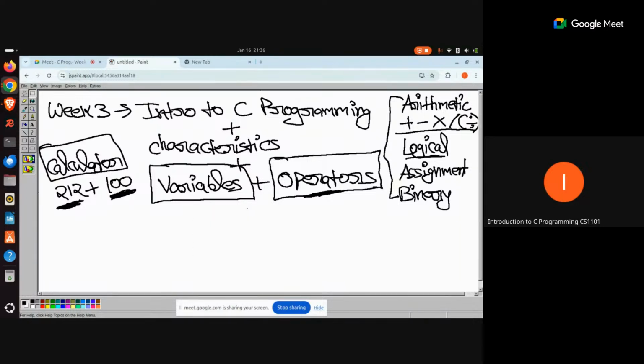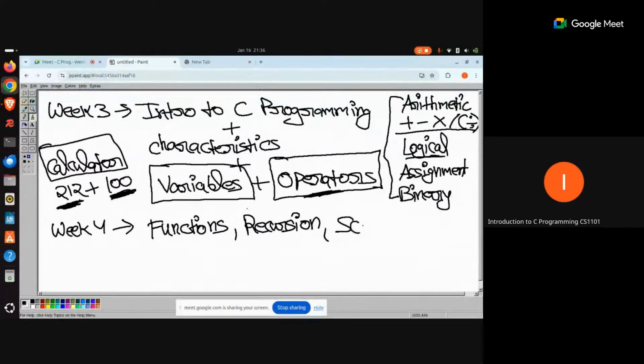Now, moving to the next week, that is going to be week 4. In week 4, we will try to dive into C programming, and we will get to learn some complex yet interesting concepts. Those interesting concepts are going to include the usage of functions. And we will probably get to learn about recursions as well. And scopes and lifetimes.